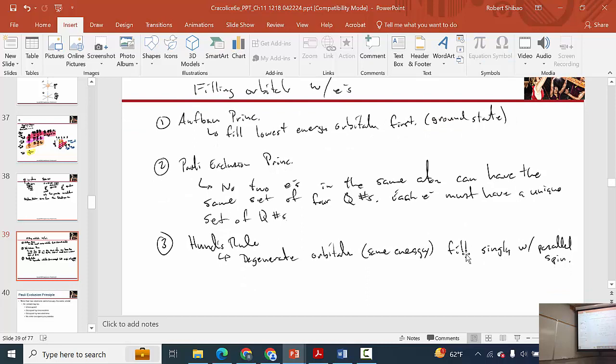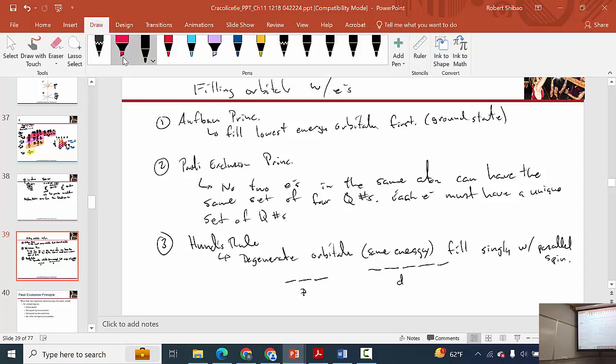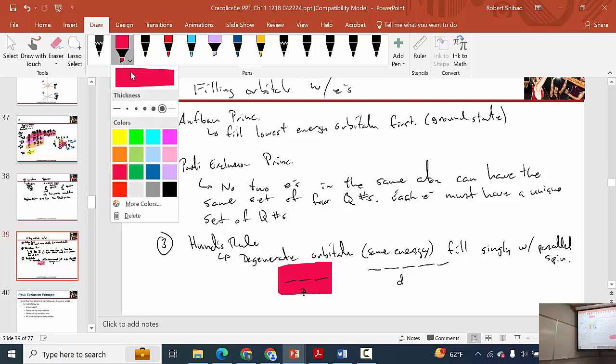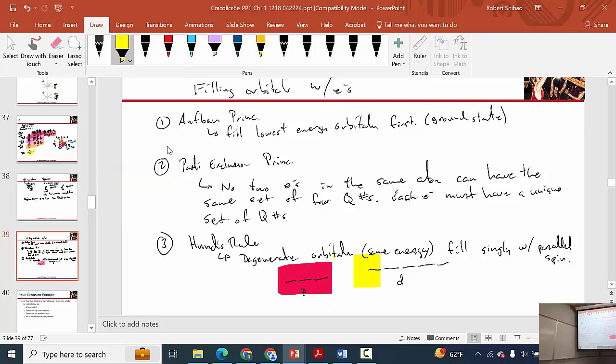Degenerate orbitals would be like the 3p orbitals. The p orbitals, these three are the same energy. The d orbitals typically are a little higher in energy, but all 5 d orbitals are degenerate, energetically degenerate. And so all these 3 p orbitals are the same, and all these 5 d orbitals are the same. So we do that.